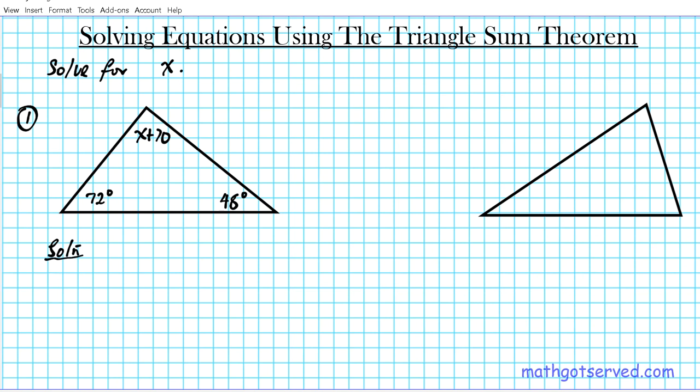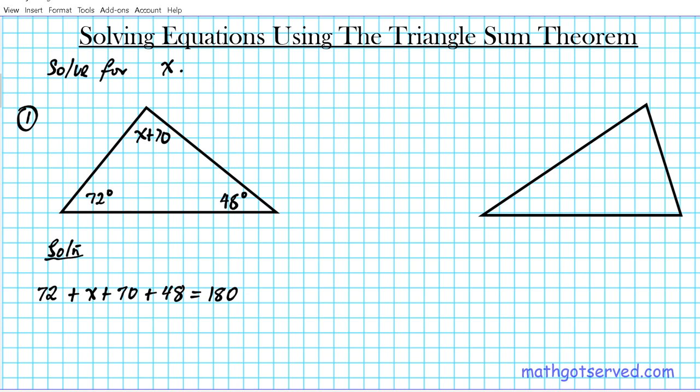We're going to start using the triangle angle sum theorem. What does the triangle sum theorem tell us? It tells us that if we add the 3 angles, so if we add 72 plus x plus 70 plus 48, that is going to give us 180 degrees. So applying the triangle sum theorem to this triangle, we are left with a resulting algebraic equation. What we're going to do is solve this equation for x.